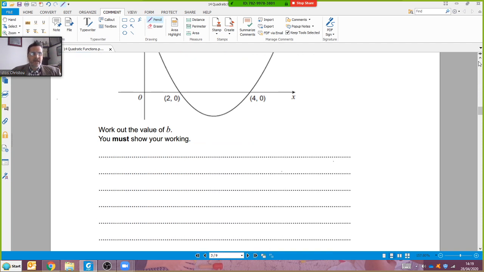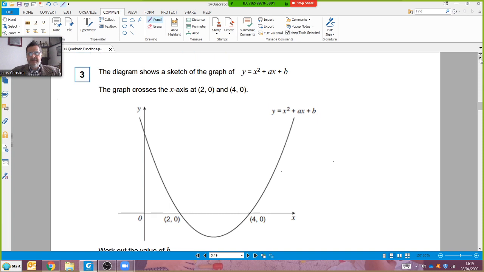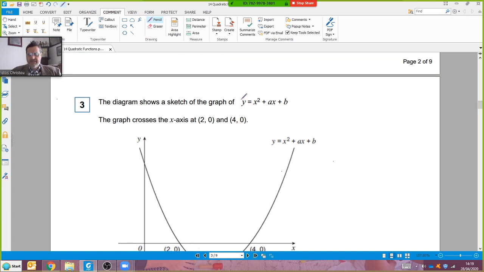I've got to work out the value of b. All right, let's read the info, shall we? This is a graph that looks very, very incomplete. There's nothing in front of the x.